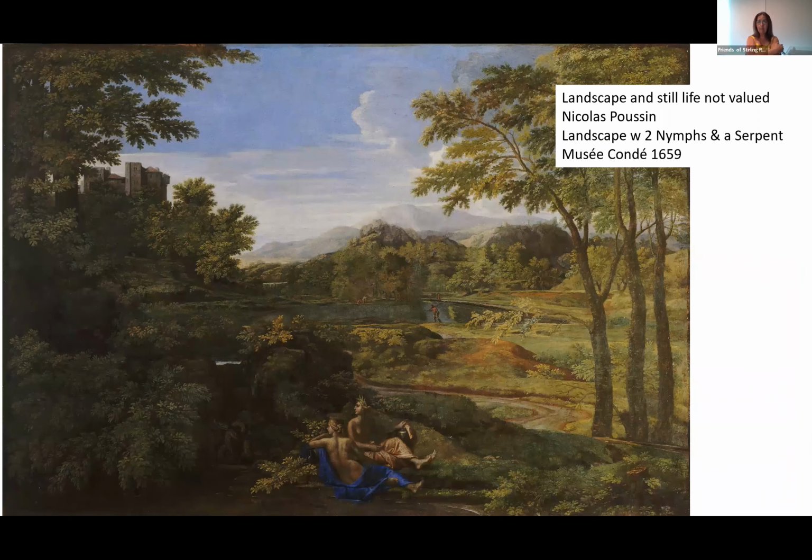On the other hand, landscape was not valued at all, and still life as well was not very, very well seen. They wanted large paintings of historic moments, mythological subjects. So, for example, in the 17th century, we have Nicolas Poussin using the pretext of painting a landscape, but what he does is he is using a subject that is mythological, the nymphs and the serpent, as you can see right here. So using a landscape, but then you see figures that are representing this mythological subject matter. So of course, it is a pretext to do that.